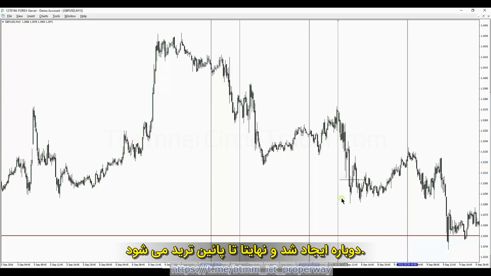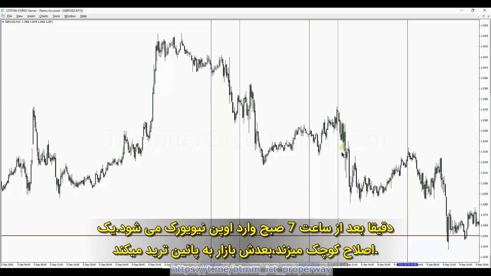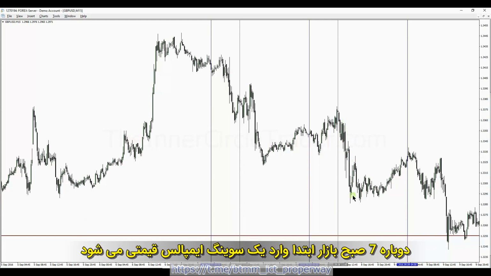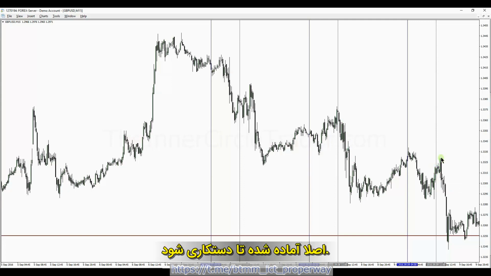Here again, here's New York time. New York session opening. Market goes into another protractionary market state right after the 7 o'clock hour, going into New York open. Small little retracement, and then market trades lower. Again, 7 o'clock in the morning, the market goes into a small impulse price swing higher. This is market protraction. Its intent is for manipulation.